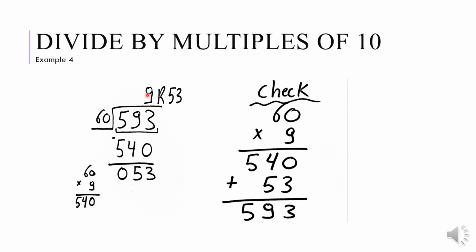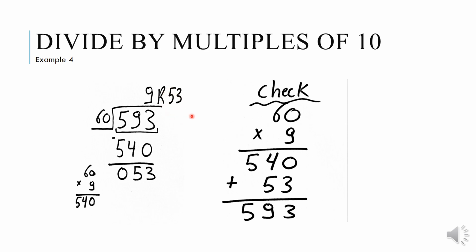60 times 9 is 540. 9 times 0 is 0. 9 times 6 is 54, so it's 540. 593 minus 540. 3 minus 0 is 3. 9 minus 4 is 5. 5 minus 5 is 0. So the answer is 9 with the remainder of 53.